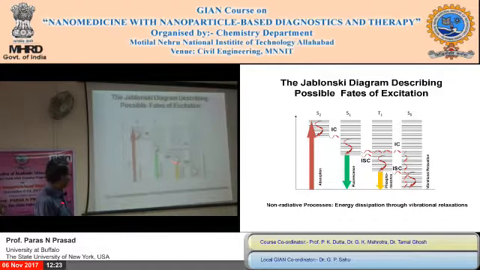Then finally, through the same intersystem crossing, rather than emitting light, it can cross to the ground state and convert all of it into vibrational excitation, and that one is heat. So look, you have many ways of getting rid of excitation energy: through fluorescence, or phosphorescence, or photochemistry, or heat. And you can utilize all of them in diagnosis and therapy.